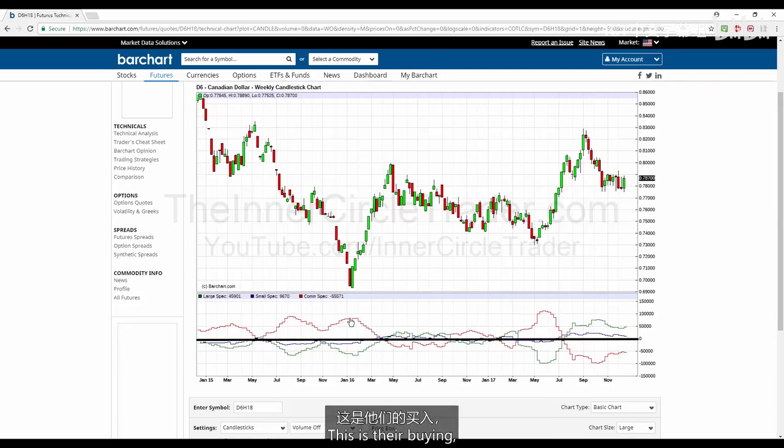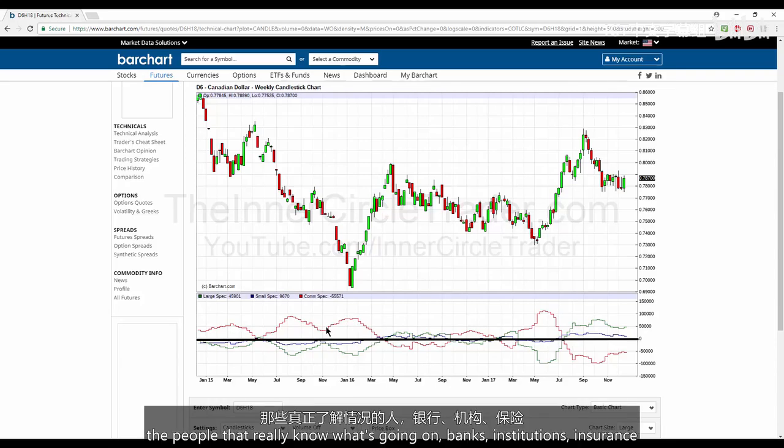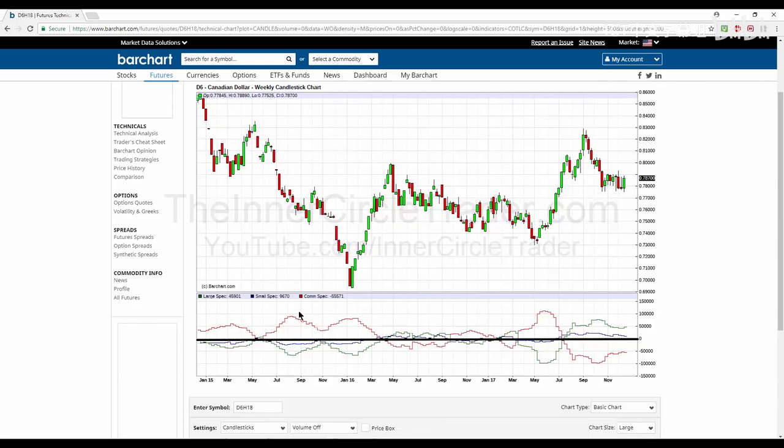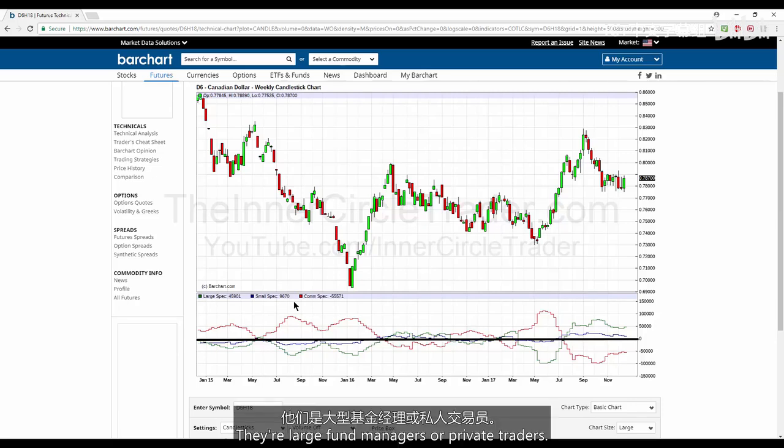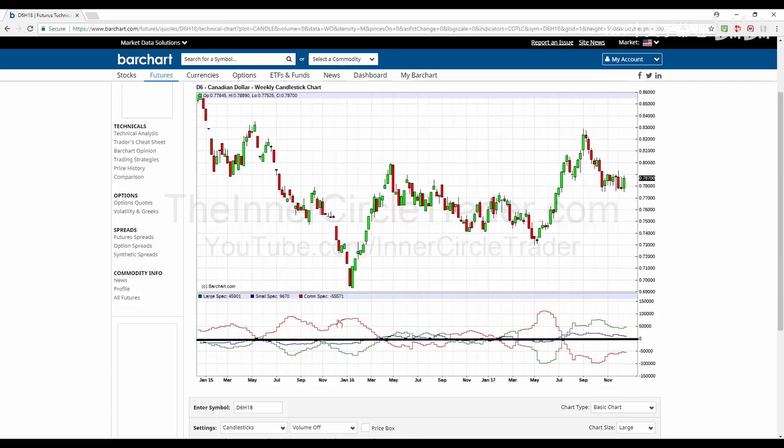This is their buying. Okay, so commercials are large hedgers, the people that really know what's going on: banks, institutions, insurance companies. Large speculators are traders. Okay, they're large fund managers or private traders. So when we see these big buildups, this would be a net long position, a very large net long position, and you can see eventually price does in fact have a large rally up.